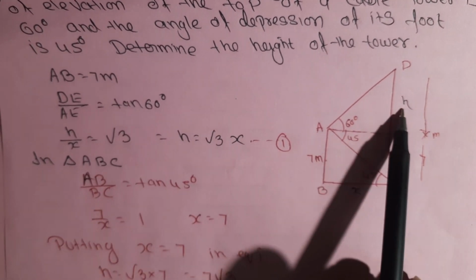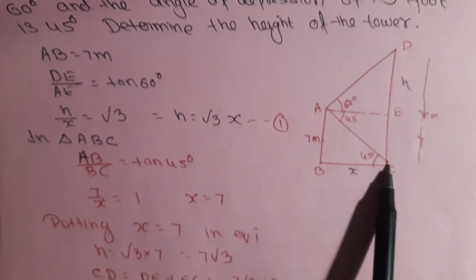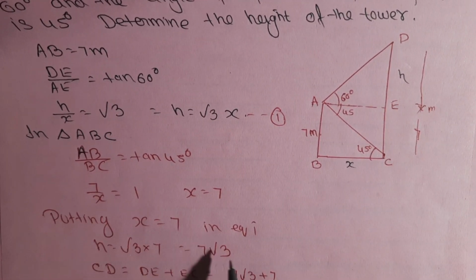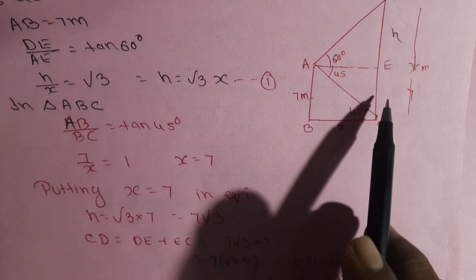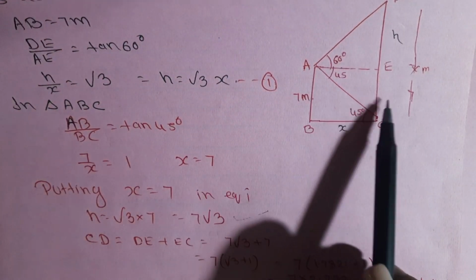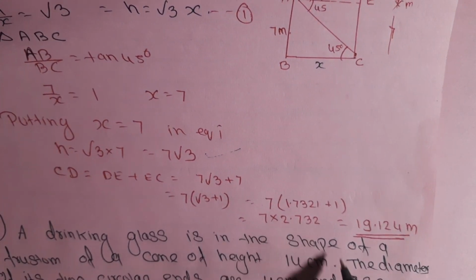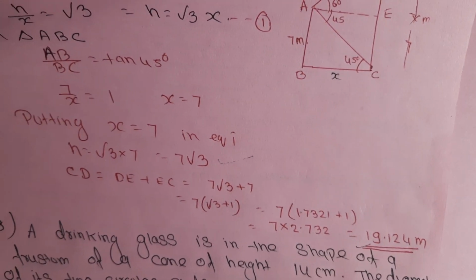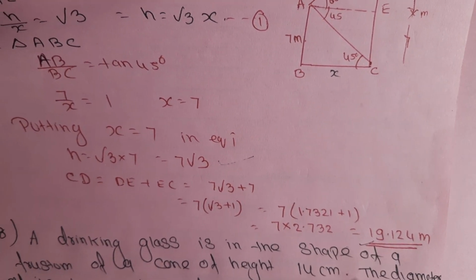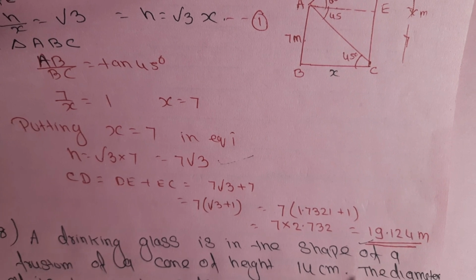So again you will solve this one. After that you get h is equal to 7 root 3, but this is already 7. So 7 root 3 plus 7, if you add it, you will get this answer. So automatically this will be the one. You just pause this video and solve this one. Okay, it's nothing.